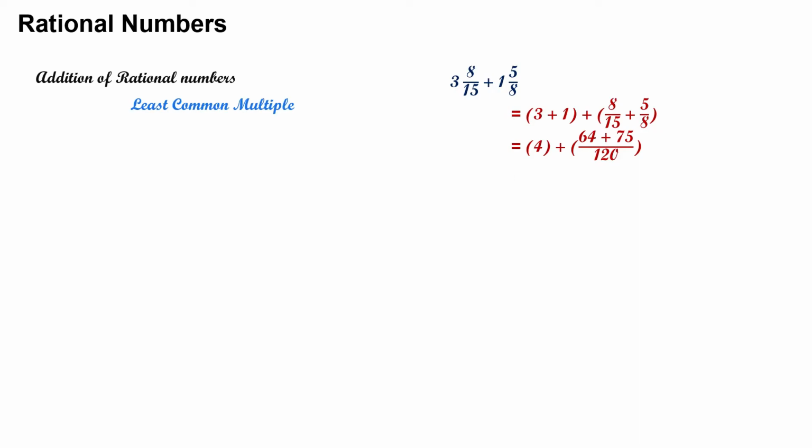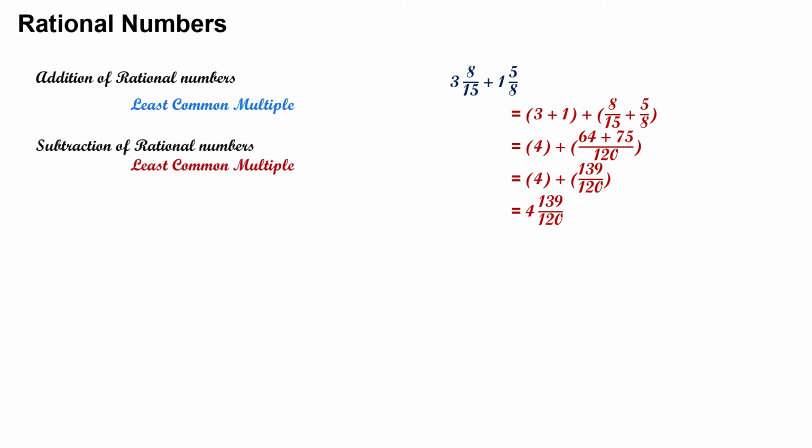So 4 plus 64 plus 75 over 120. 64 plus 75 will turn into 139 over 120, and it will be 4 whole 139 by 120. You can also write it as 5 whole 19 by 120, but we'll get to that in a bit.